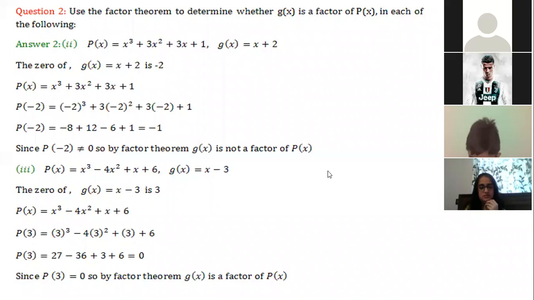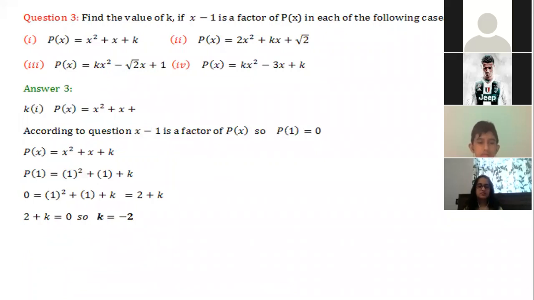Narula, which sum did you do? Second one, sir. You got that -1 answer? Yes, sir. Okay, good. So, x cube minus 4x square plus x. Divya did, I think, the third sum. Yes, Divya, I think someone might have a problem, right? We'll go to question number 3.